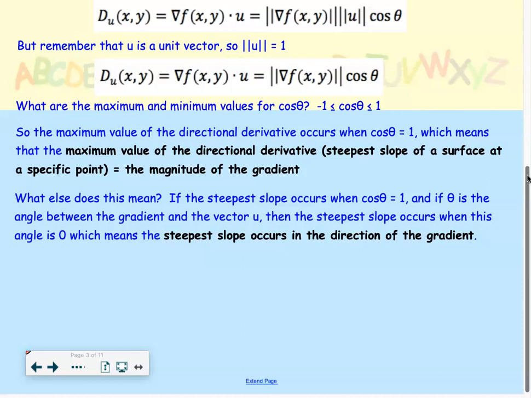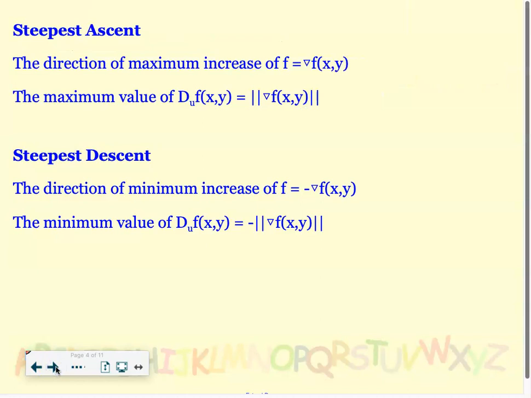All right, so I summarize it on the next screen. The direction of maximum increase of f is the gradient. The maximum value of that derivative, that slope, that rate of change, is the magnitude of the gradient. So the direction of the gradient gives you the direction of steepest ascent. The actual slope itself is the magnitude of the gradient. And then the direction of minimum increase is the negative of the gradient, and the minimum value would be the negative of the magnitude of the gradient.